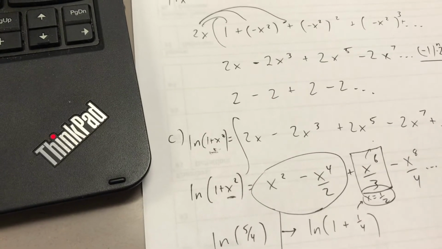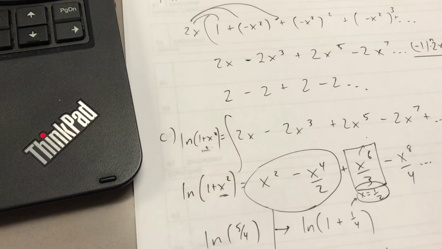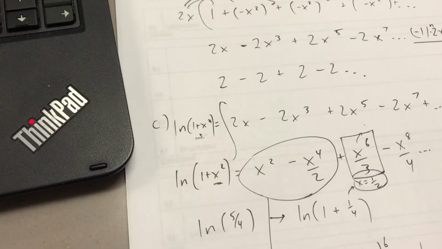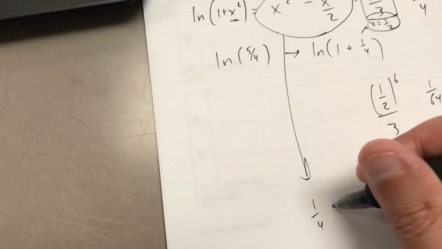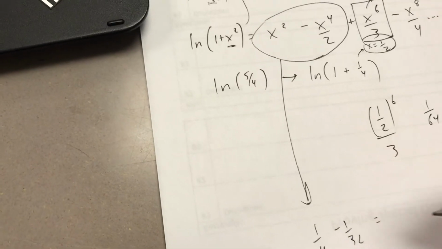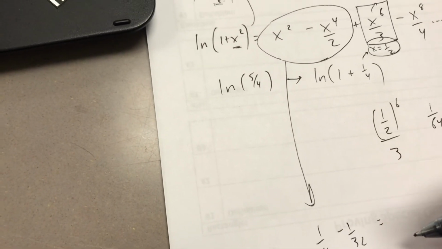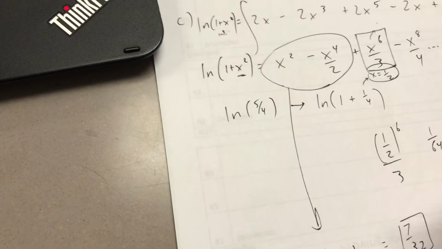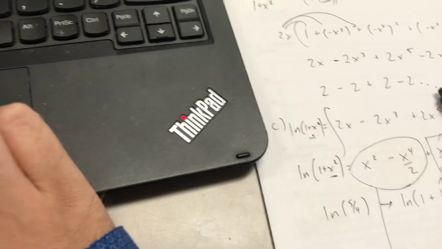So 1/2 squared is 1/4, and then 1/2 to the 4th is 1/16 divided by 2 is 1/32. So it'd be 1/4 minus 1/32, and let's see. 1/4 would be 8/32, maybe 7/32. And oh, what the heck? We got a little bit of time here.